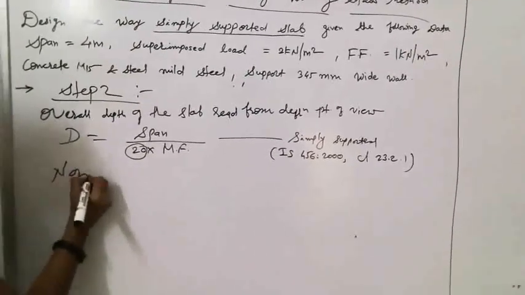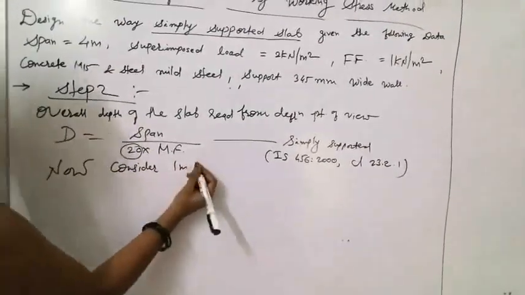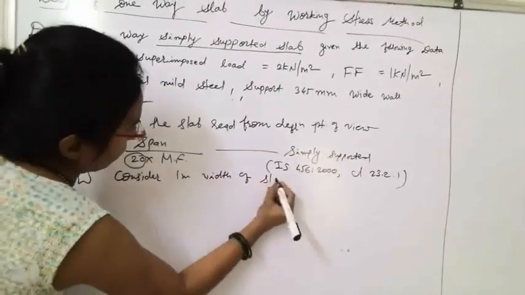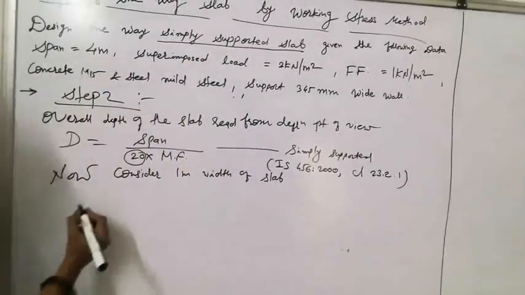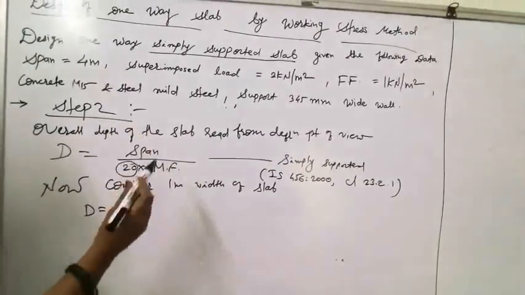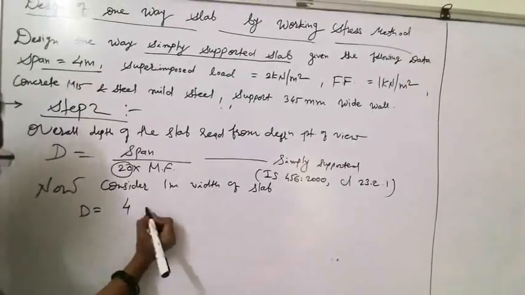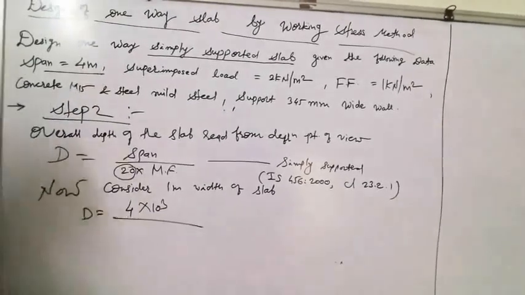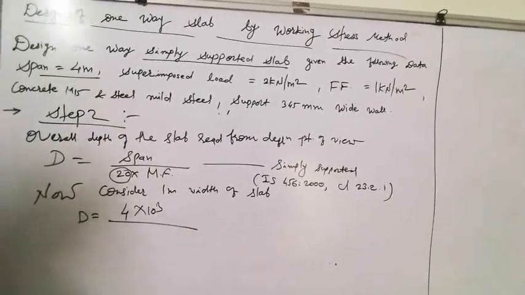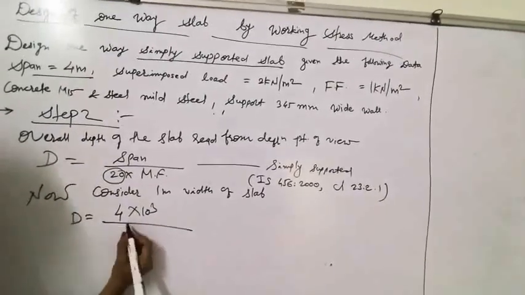Now consider 1 meter width of the slab. Capital D is equal to, what is the span? The span is 4 meters, so 4 into 10 raised to power 3. We are doing the calculations in mm, that's why I multiply here 10 raised to power 3, meter to mm.